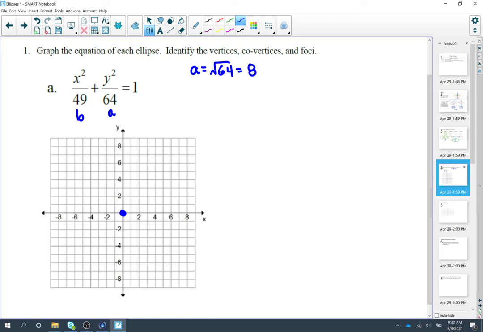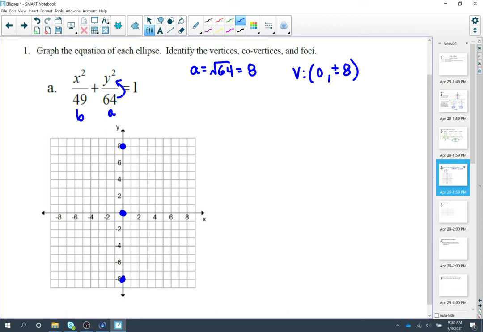And my vertices, because this is below the y, I'm going to stay along the y-axis. And from my center, I'm going to go up 8, and I'm going to go down 8. So my vertices are at 0, plus or minus 8. If you don't like that, you can write 0, 8 and 0, negative 8.